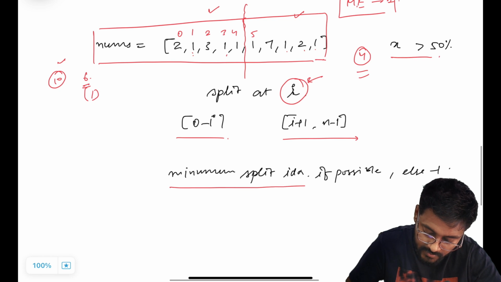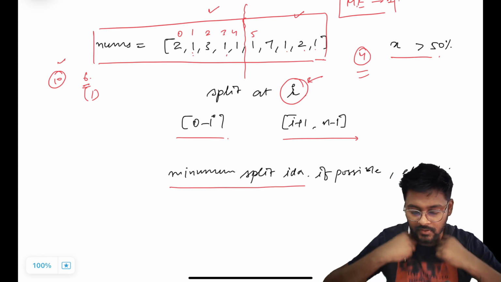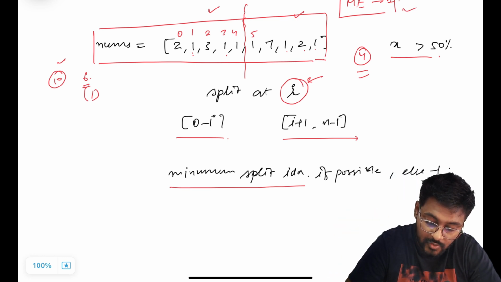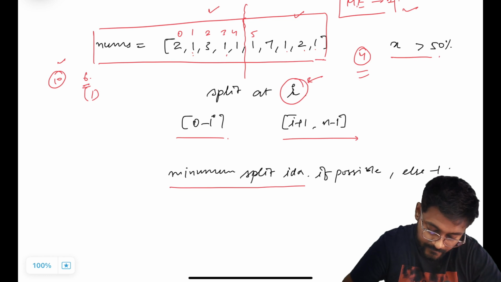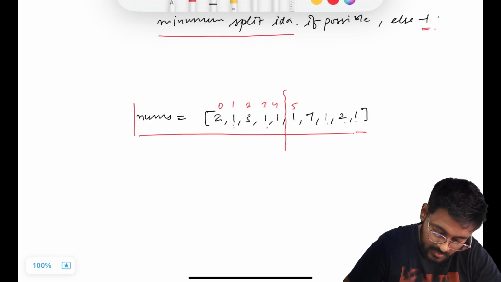Minimum split index if possible, otherwise return -1. Okay, so how do we do this? First of all, I should know what is the majority element. Let me capture this array. This array looks good. Let's explore our approach on this example.